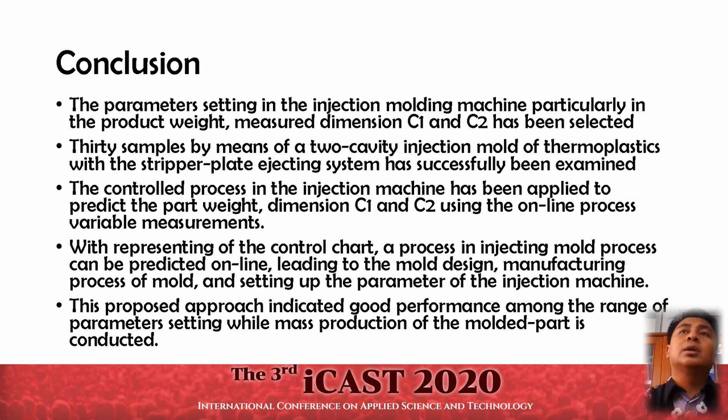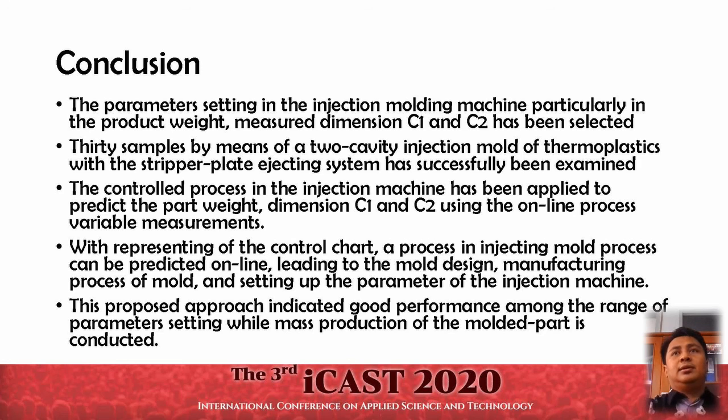So this is to sum up this presentation today. The parameter setting in the injection molding machine, particularly the product weight and dimensions C1 and C2, has been selected as the parameters that significantly impact the weight. So 30 samples by means of a 2-cavity injection mold have been successfully examined. The control process of dimensions C1 and C2 using an online process has been applied in this case, with the representation of the control chart based on the result and discussion.